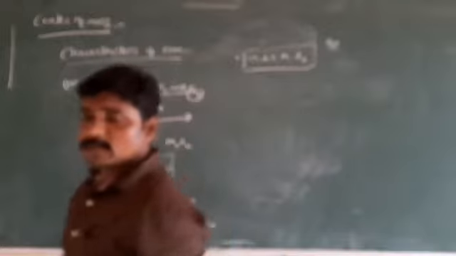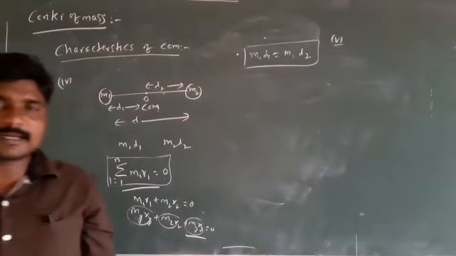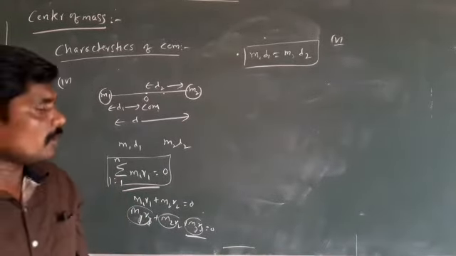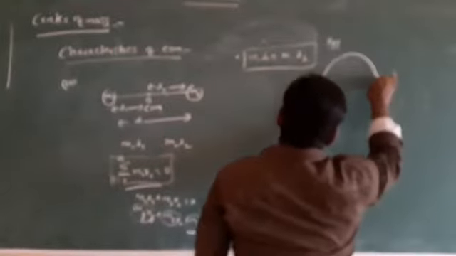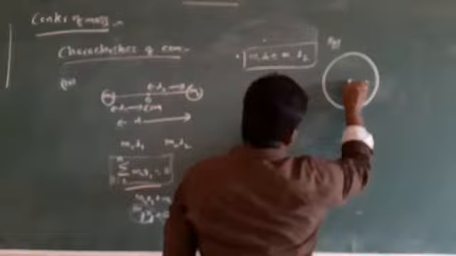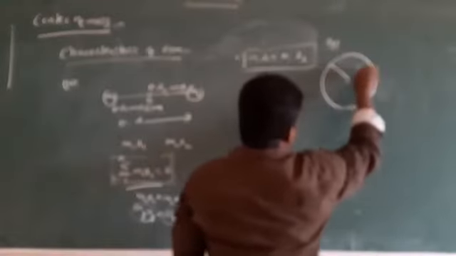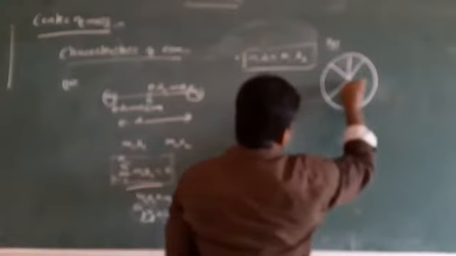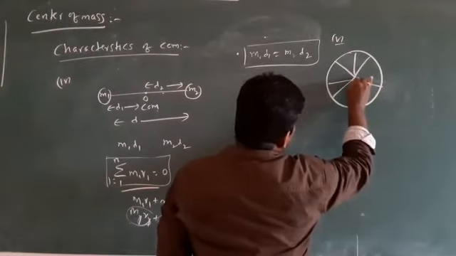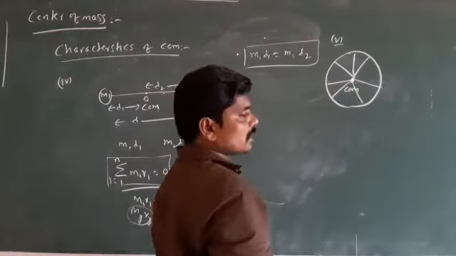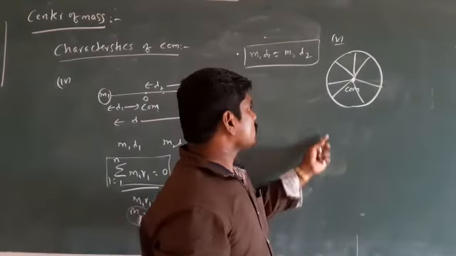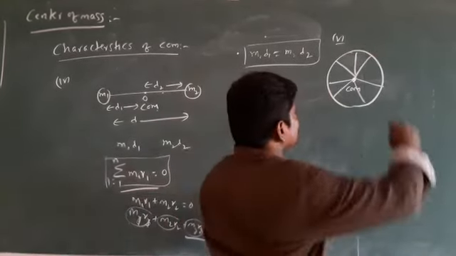Next, the motion of the center of mass is purely translational motion. What is translational? See here. Consider a wheel of a cycle. It contains spokes. This is the center of mass of the rim of the cycle wheel. Now the cycle wheel rotates like this.